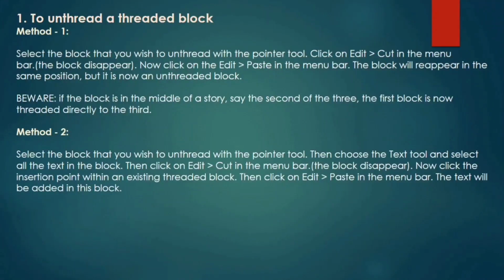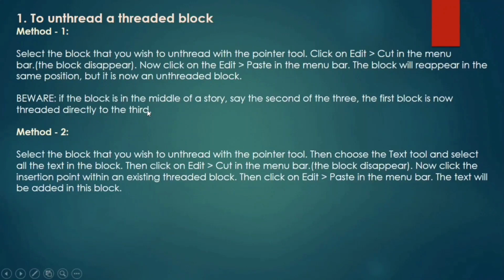To unthread a threaded block, Method 1. Select the block that you wish to unthread with the pointer tool. Click on Edit, Cut in the menu bar. The block disappears. Now click on Edit, Paste in the menu bar. The block will reappear in the same position, but it is now an unthreaded block. Beware, if the block is in the middle of a story, say the second of three, the first block is now threaded directly to the third.